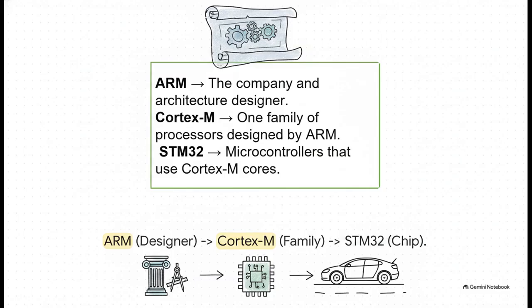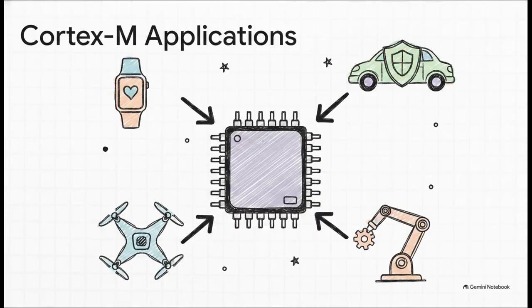So just think of it like this. ARM is the architect, Cortex-M is the blueprint for the engine, and STM32 is the final car rolling off the assembly line. So, where are we actually using these Cortex-M processors out in the wild?